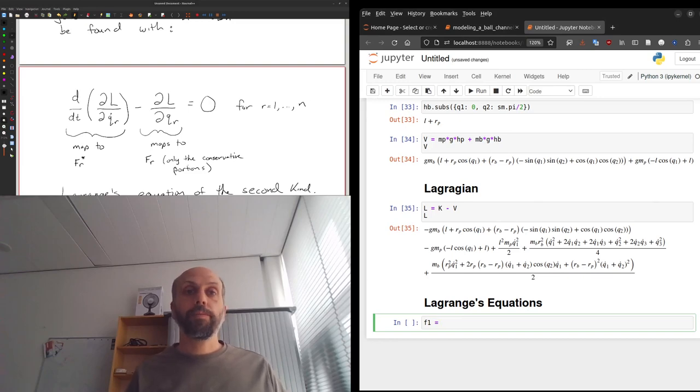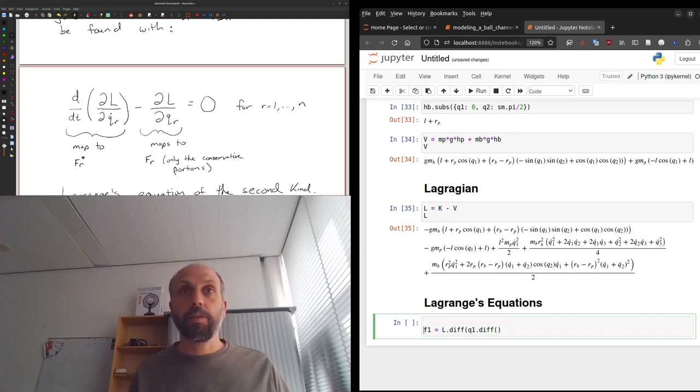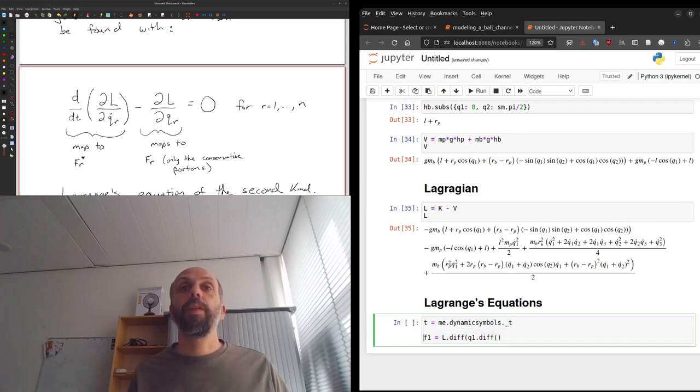So F1 is going to be the partial of L with respect to q1 dot. So the diff of L here. Let's bring in t just so it's explicit. I'm going to do t equals me.dynamicsymbols.t to grab the default t, and then we'll differentiate with respect to t there. So that gives me the partial derivative of the Lagrangian with respect to q1 dot.